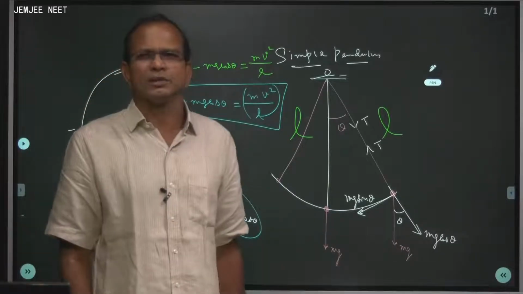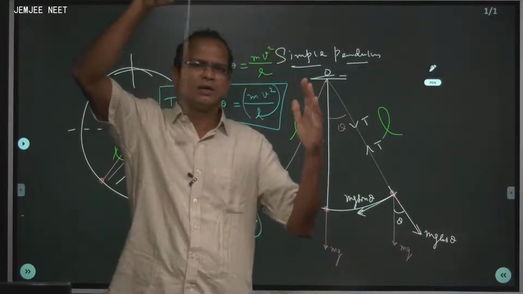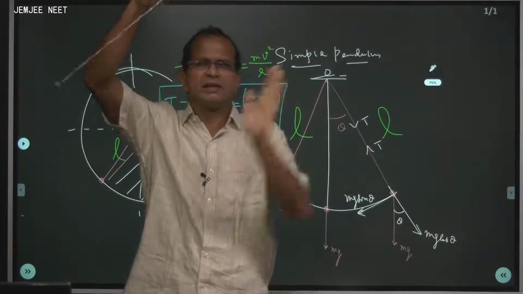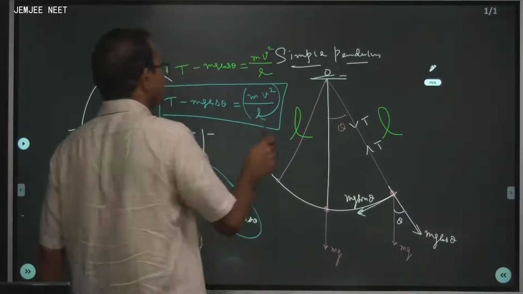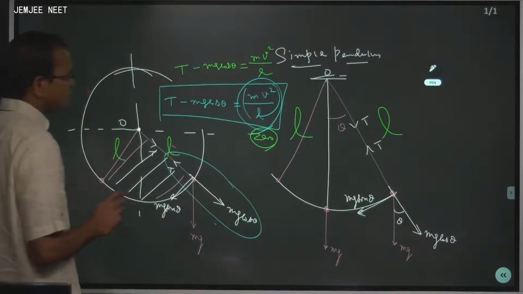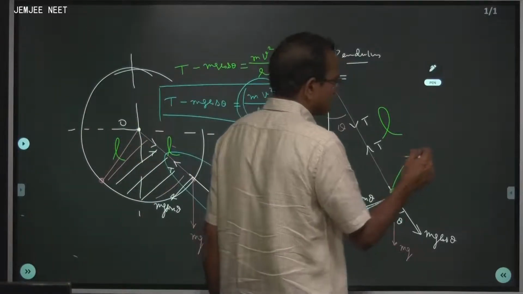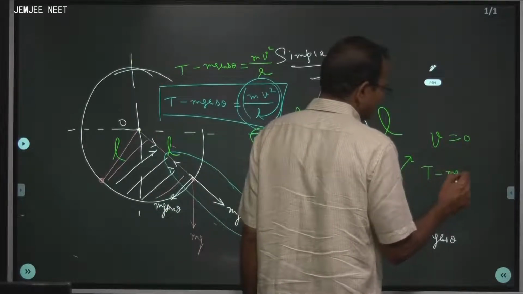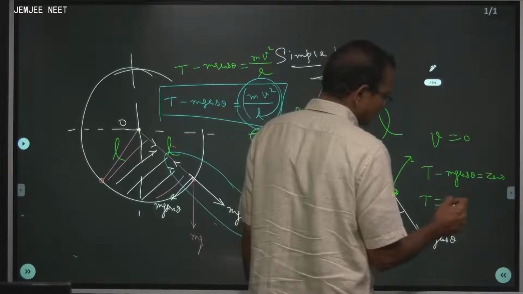Now let us come to the conclusion. Now this is a simple pendulum, it is oscillating. At the extreme position, this end and this end, what's the velocity? 0. He becomes 0 at the extreme. Therefore, at the extreme positions, velocity is equal to 0. Therefore, the equation becomes T minus mg cos theta equal to 0, which means T is equal to mg cos theta.